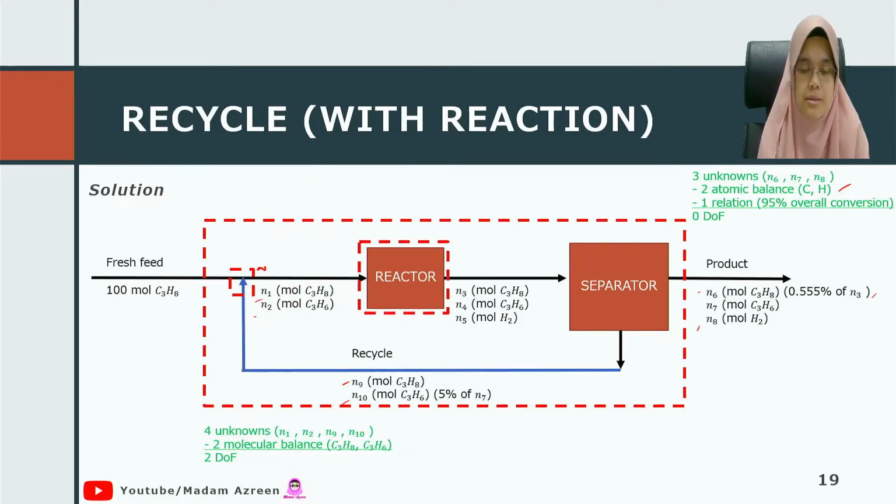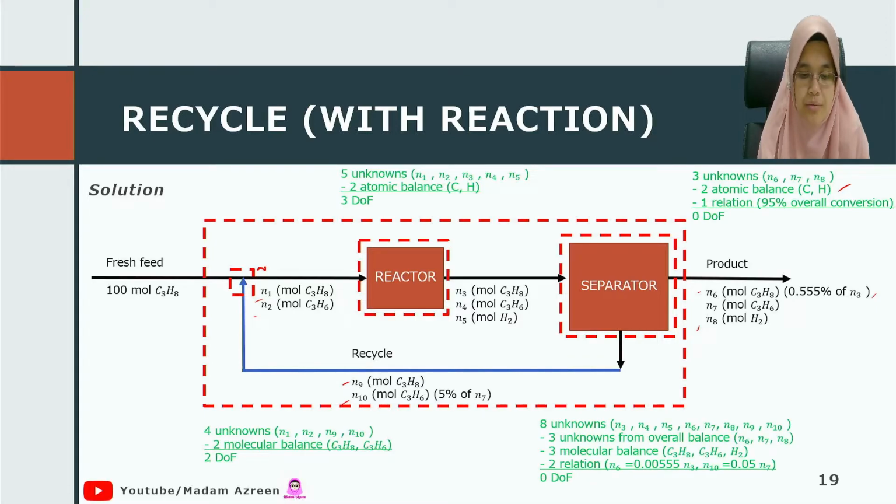How about at the reactor? At the reactor, you have about 5 unknowns, N1 to N5, you don't know, and you can only do 2 atomic balances, and you will have another 3 degrees of freedom. How about at the separator? Same as previously. So you have 8 unknowns. Okay, you can count, and 3 and 4. I believe I left some space for you to write it. Okay, you can write it by yourself.